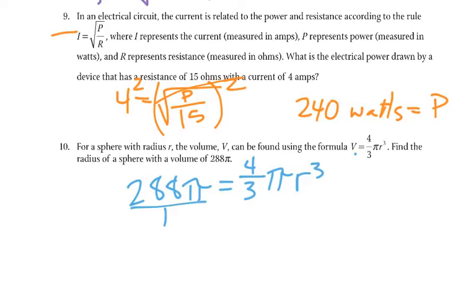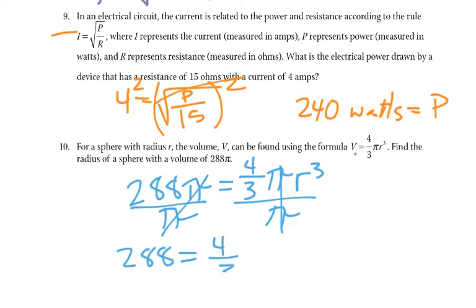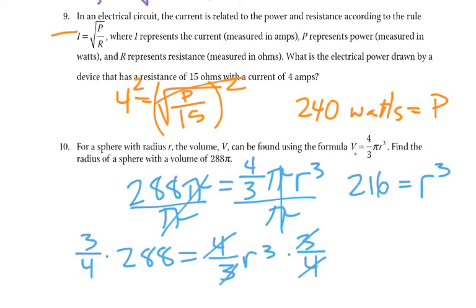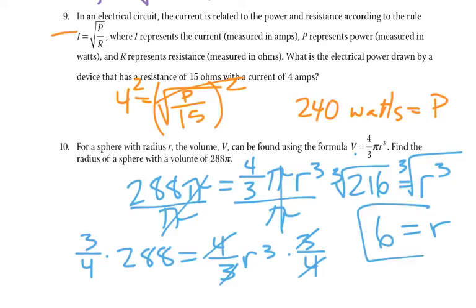Now, first thing you should notice, we have pi on either side. So when you have pi on either side, you eliminate them both, and we get 288 equals 4/3 r cubed. So I'm going to times by 3/4. We learned that in the rationals, timesing by reciprocals. So the 3 is undone, the 4 is undone. I'm left with r cubed equals 3/4 times 288. 288 times 3 divided by 4 gives us 216. So to undo a cube, we take a cube root, and we get r equals the cube root of 216, which is 6. Radius is 6.